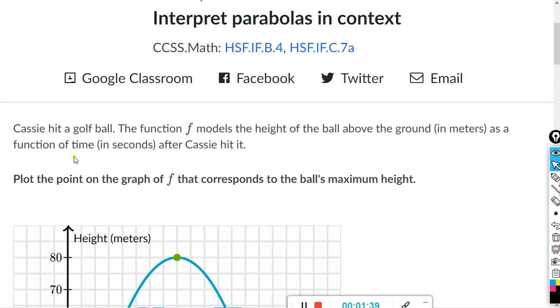All right, it says Casey hit a golf ball. The function f models the height of the ball above the ground in meters as a function of time in seconds after Casey hit it. Plot the point on the graph that corresponds to the ball's maximum height.